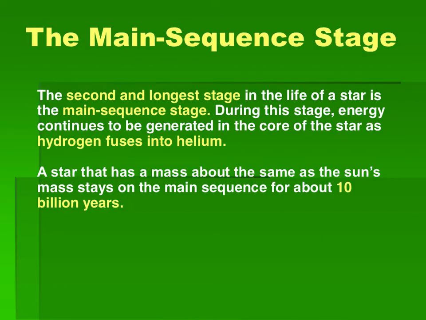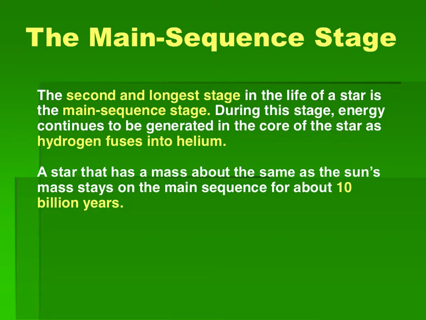Next, the longest stage of the star is the main sequence stage. During this stage, energy continues to be generated in the core of the star as hydrogen fuses into helium. So this is the long life of the star. The star has gone from a protostar to an actual star, and now it's doing its work, which is essentially to make elements, right? We're going to talk about how it does that in a second.